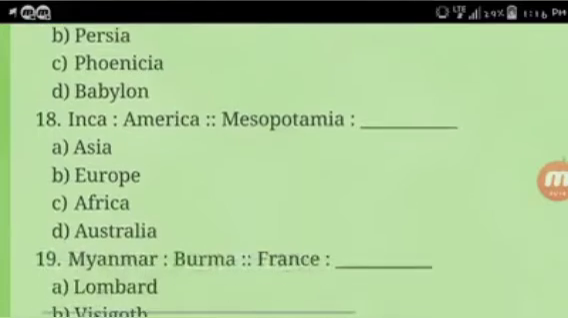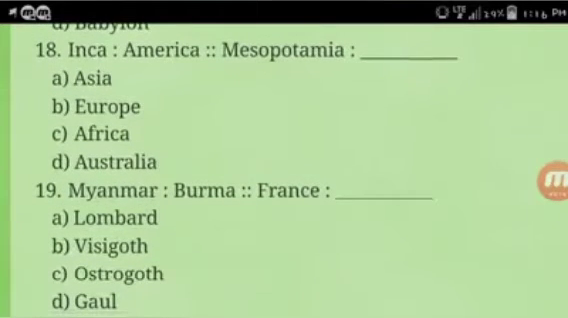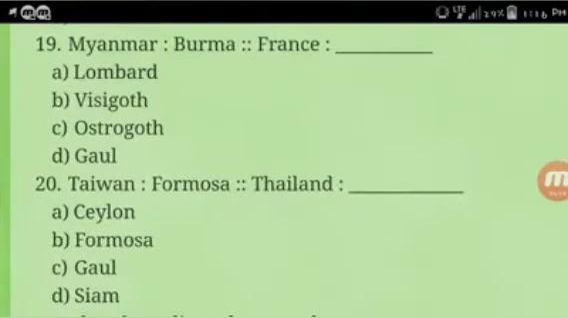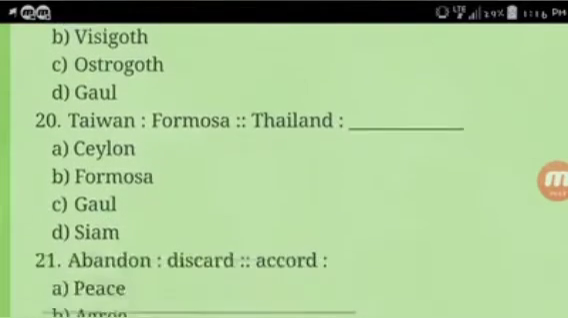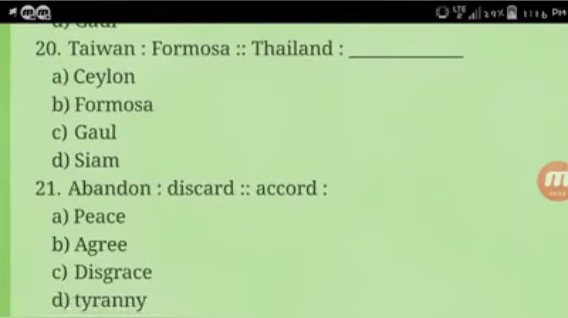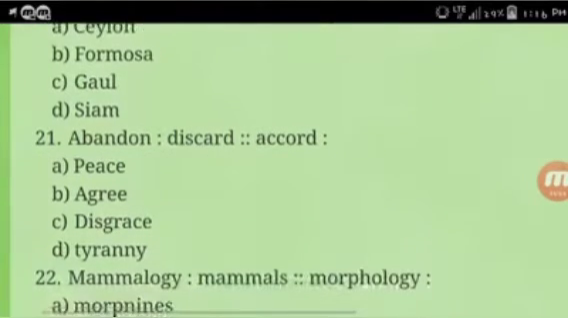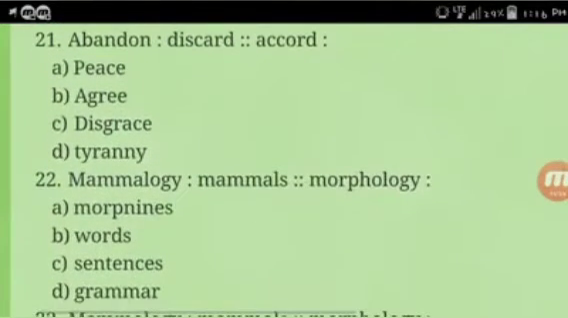Next one, the old name of Iraq is Mesopotamia, and the old name of Iran is what? That is Persia. Next, Inca is found in America. Mesopotamia is found in Asia. Myanmar's old name is Burma. France's old name is Gaul. That means actually rooster. The old name of Taiwan is Formosa. The old name of Thailand is Siam.